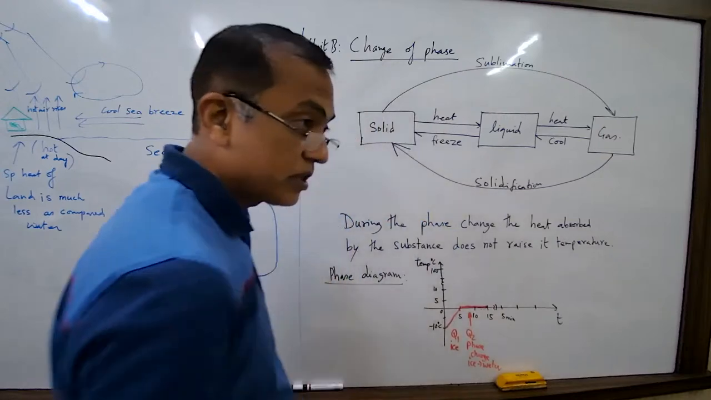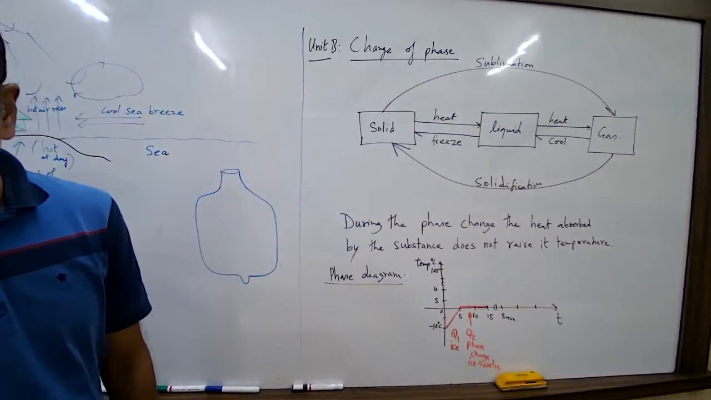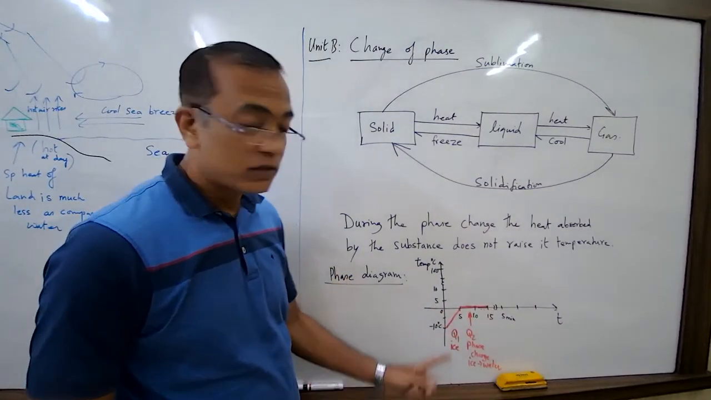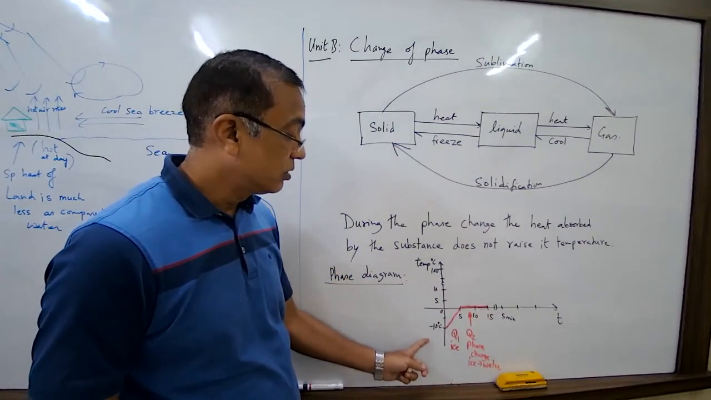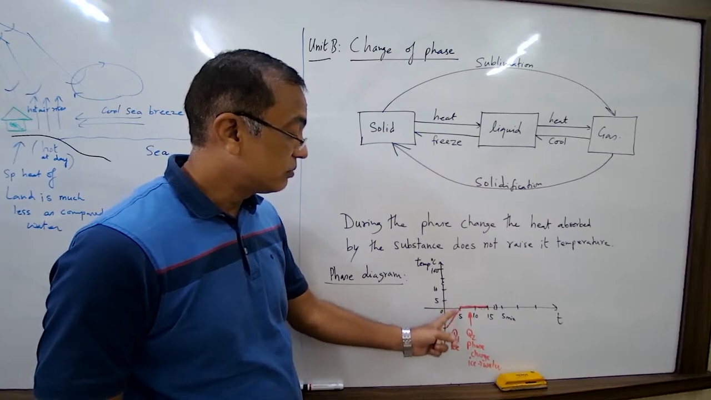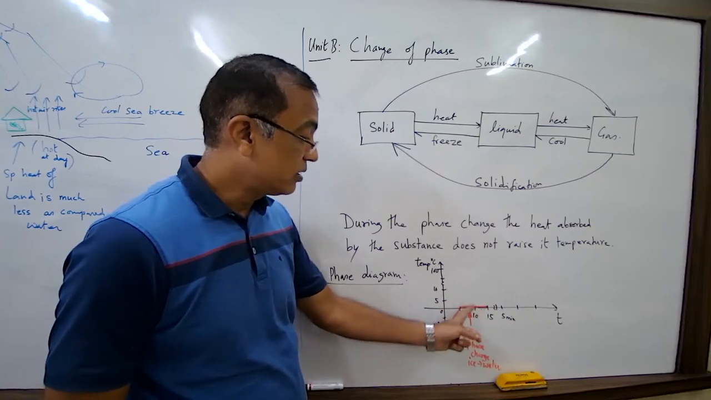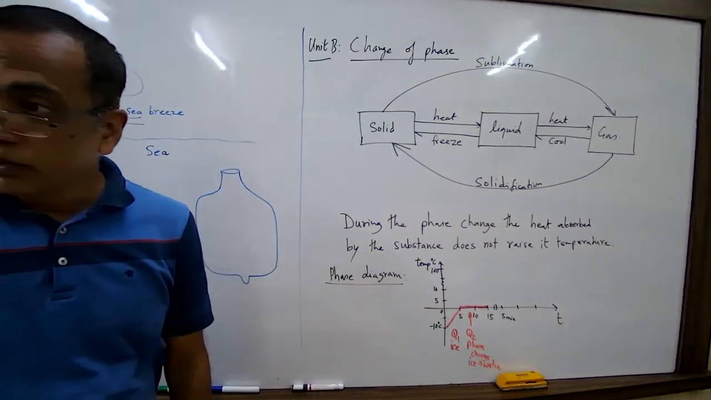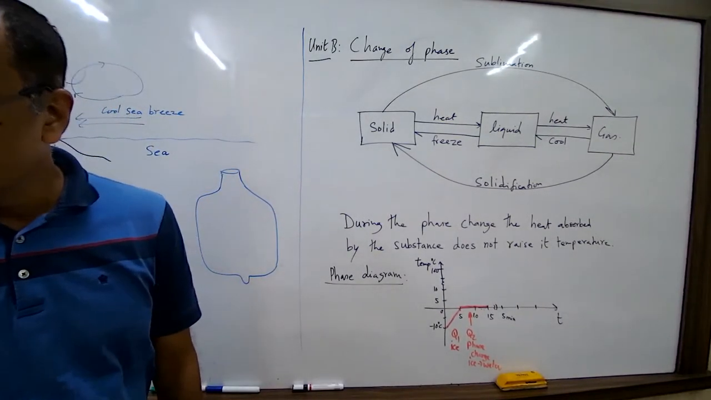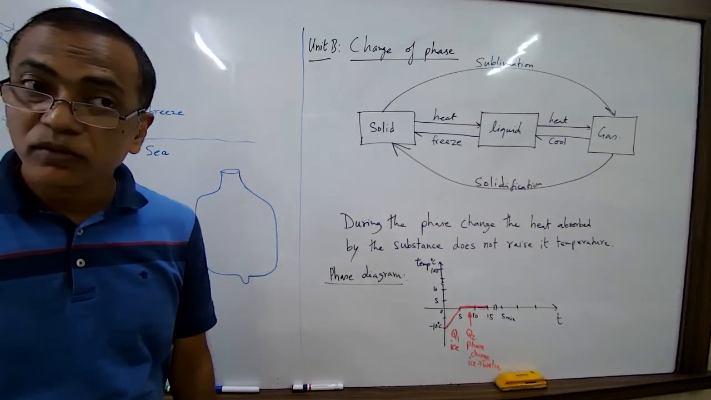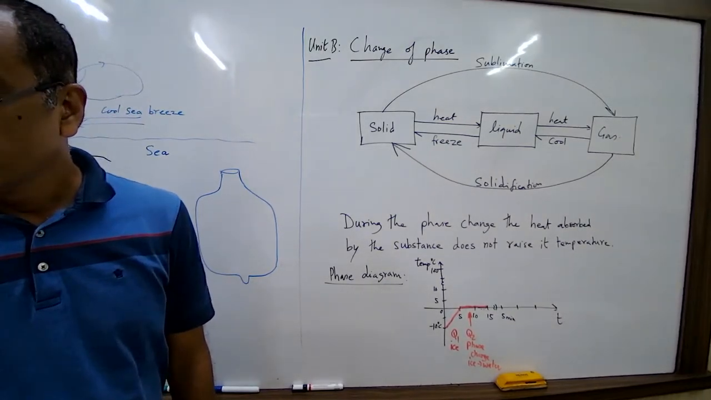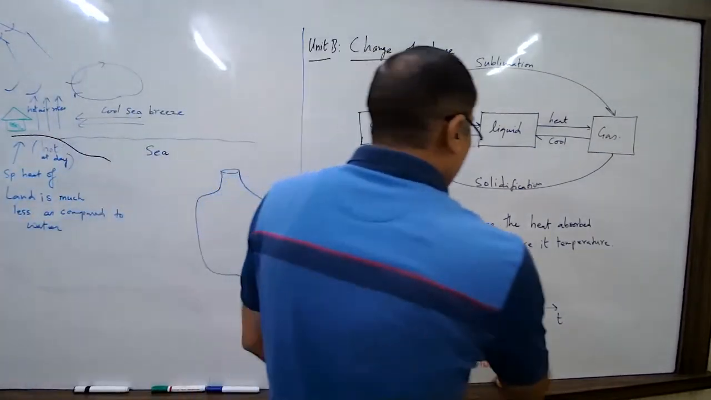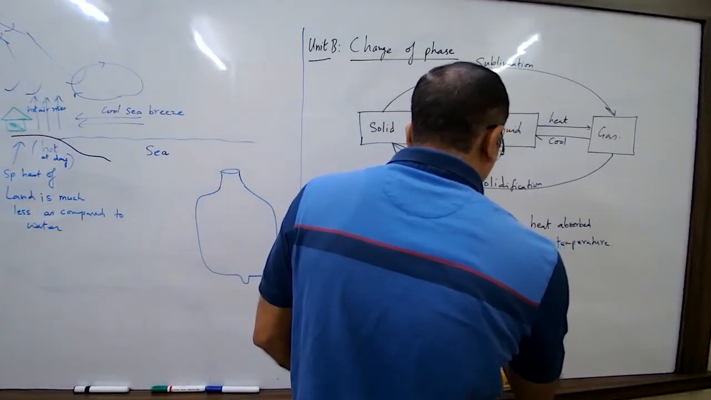Is its temperature changing? The phase change process is completed in the next 10 seconds. First 5 seconds it took to come to 0 degrees Celsius, but now its phase has changed. Has its temperature changed? From solid ice it has now converted into liquid, but the liquid is at 0 degrees Celsius. So during phase change, there is no change of temperature.